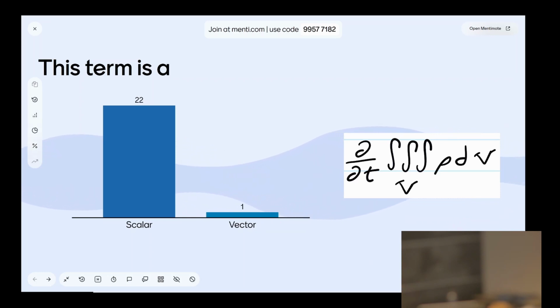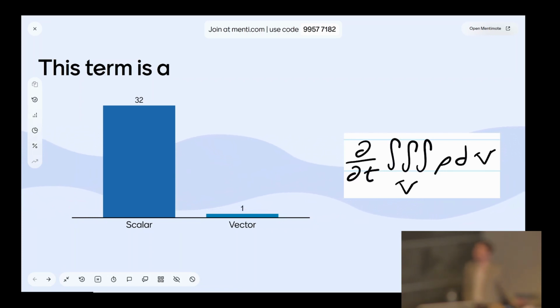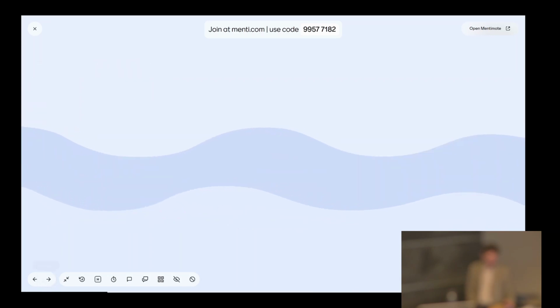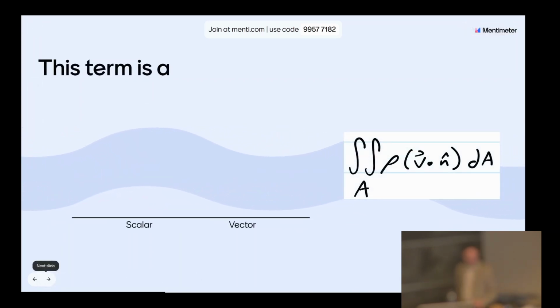I'm seeing a very, very strong opinion here that this is a scalar, which is good. So this is a scalar. Okay, so yes, it is a scalar. By the way, if you get one of these wrong and you want to ask me why it's wrong, feel free. I know it's kind of intimidating if you're the one person who said vector, but that's okay. This one appears in our conservation of mass equation, which is a scalar equation. What about this term?